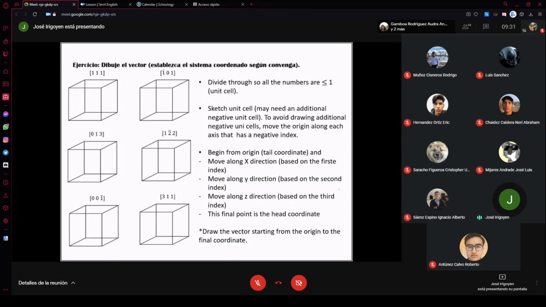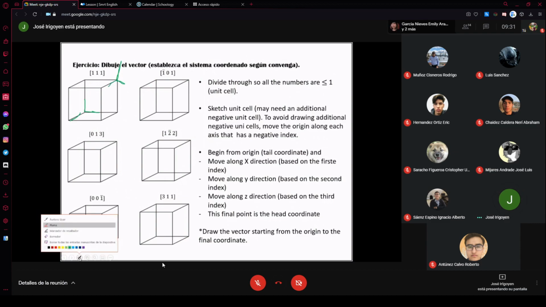Then sketch unit cell, you need an additional negative unit cell. But to avoid drawing additional unit or negative unit cells, you can move the origin along each axis that has a negative index. So practically you can move the origin wherever you want. You could place it here, you could place it here. It depends on the case.